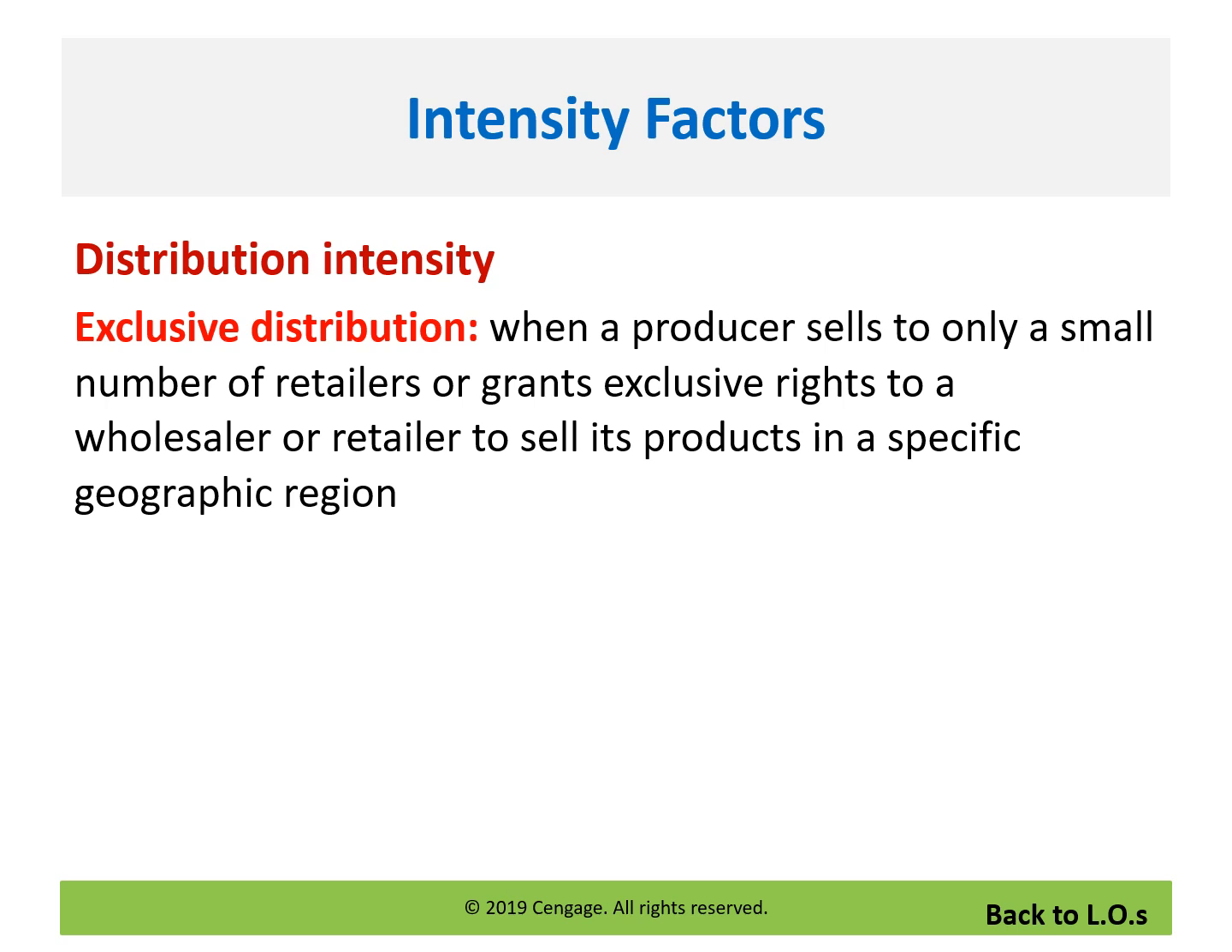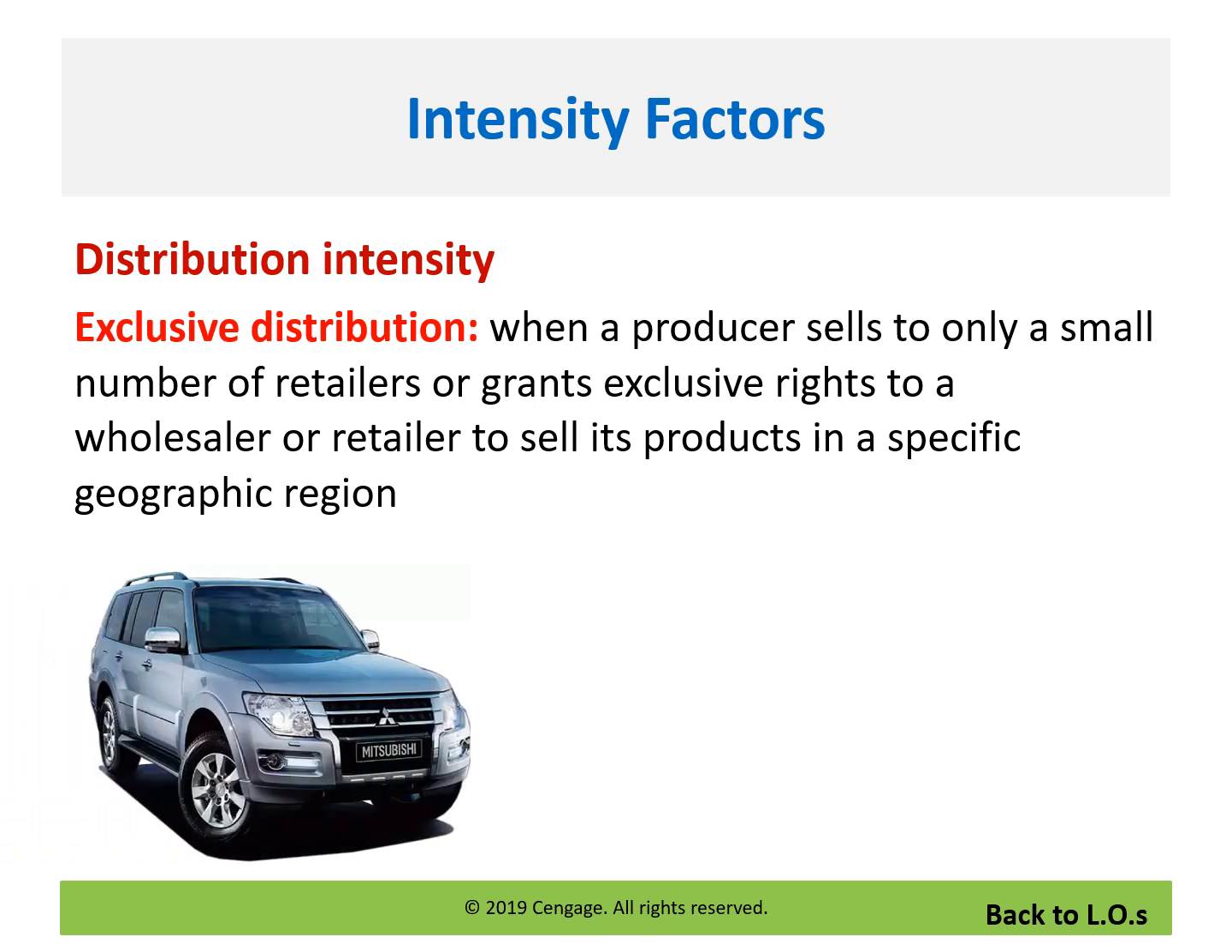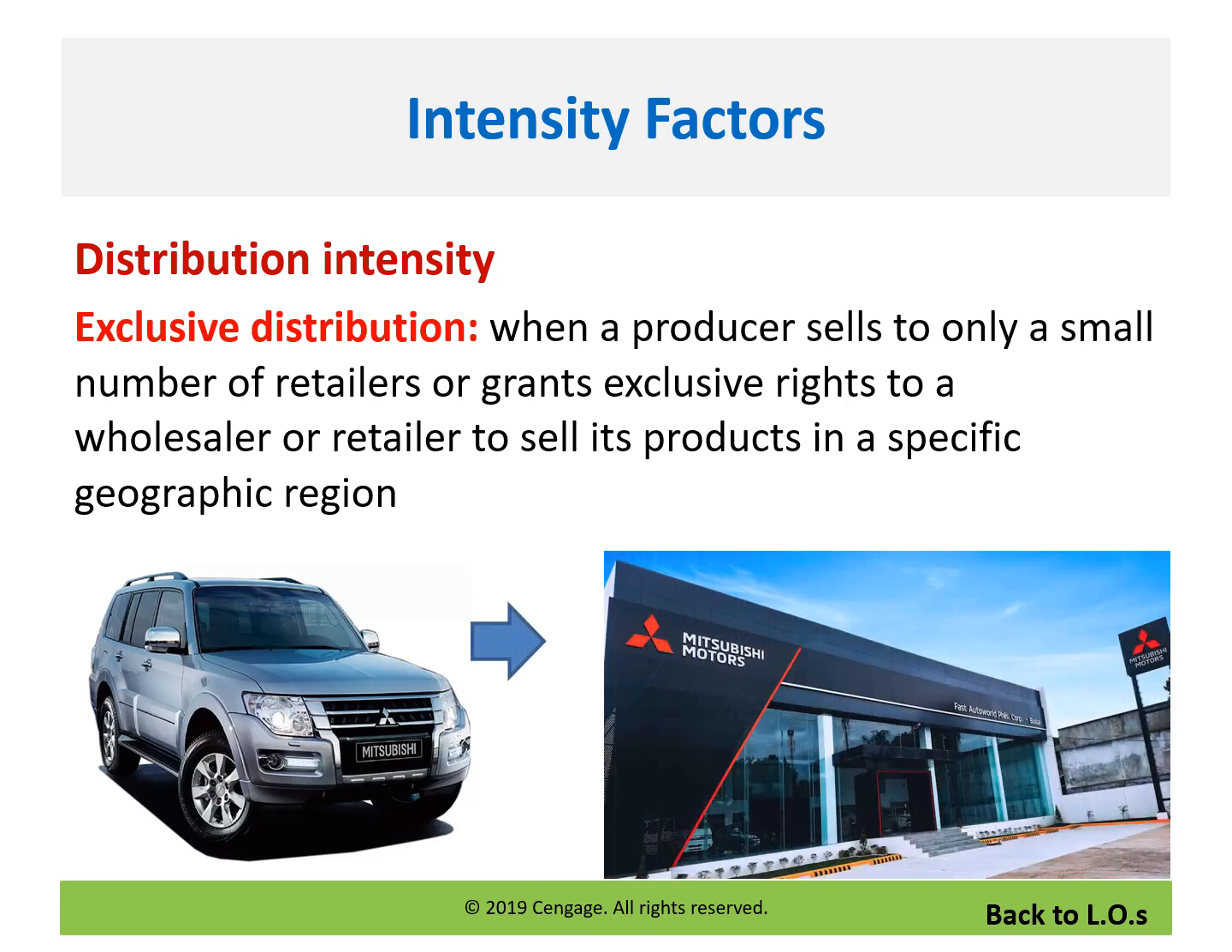Exclusive distribution is when a producer sells to only a small number of retailers or grants exclusive rights to a wholesaler or retailer to sell its products in a specific geographic region. For example, cars like Mitsubishi are only allowed to be distributed by an exclusive Mitsubishi Motors dealer in a specific region. This may sacrifice some market coverage, but often develops and maintains an image of product quality and prestige. This limits marketing cost also.